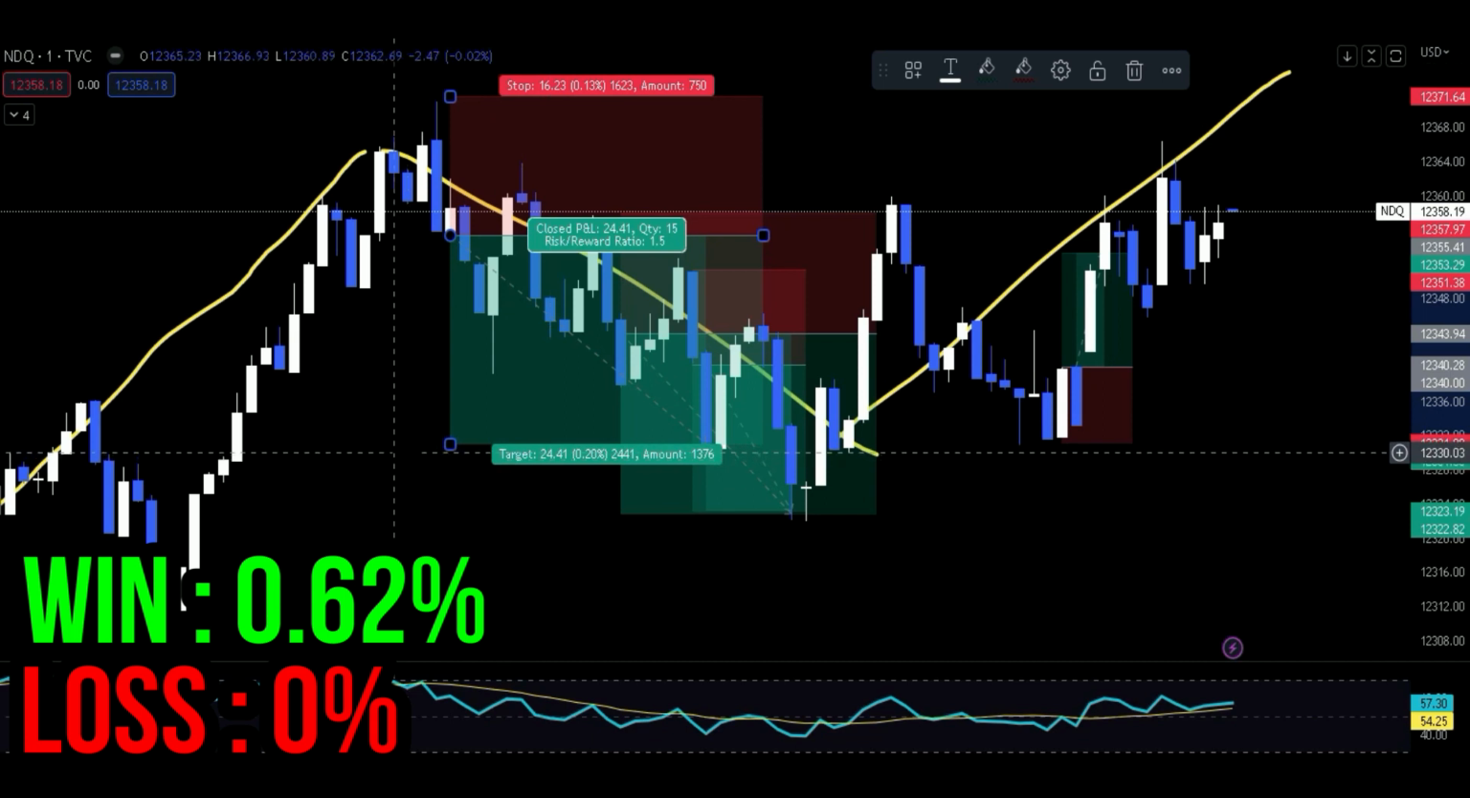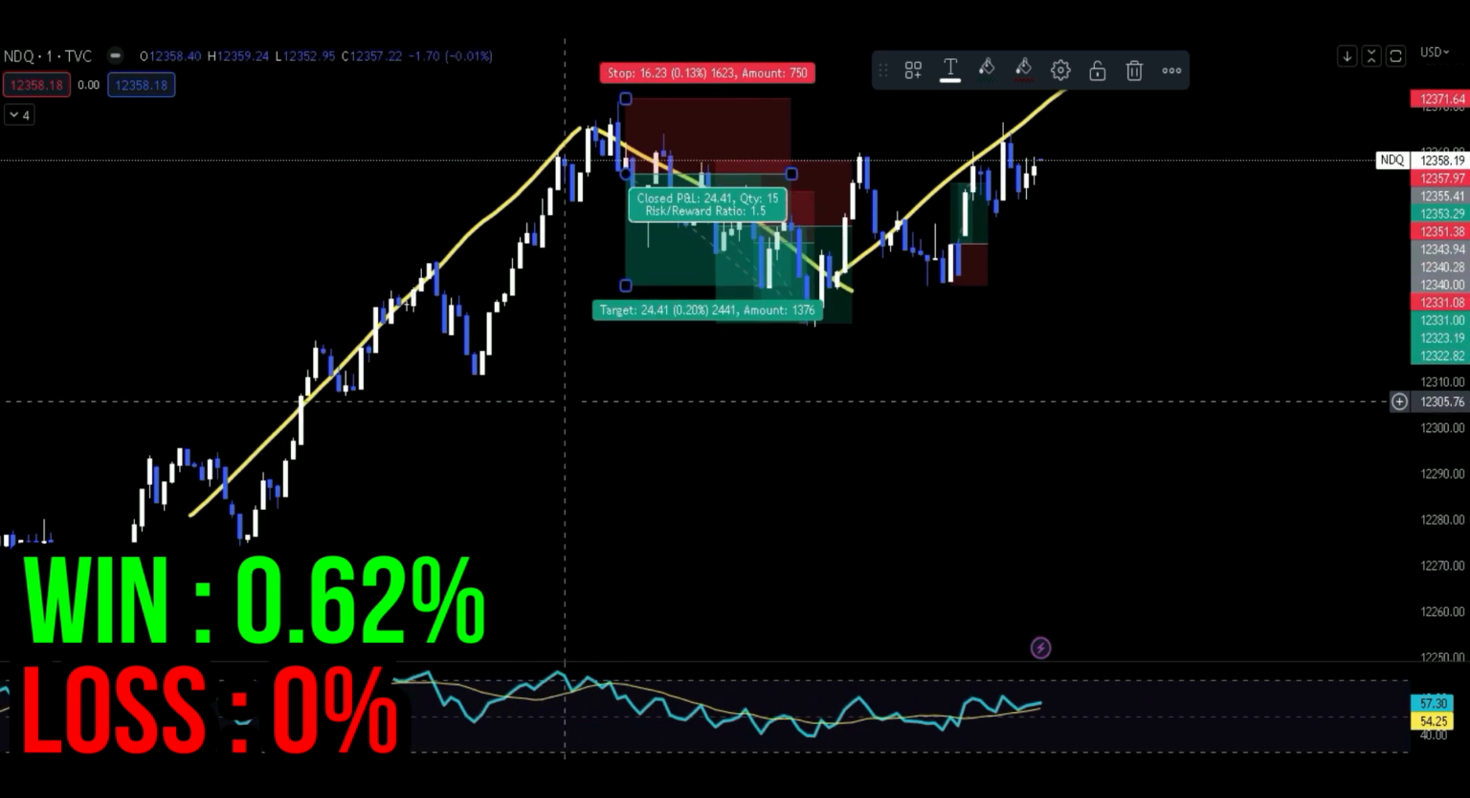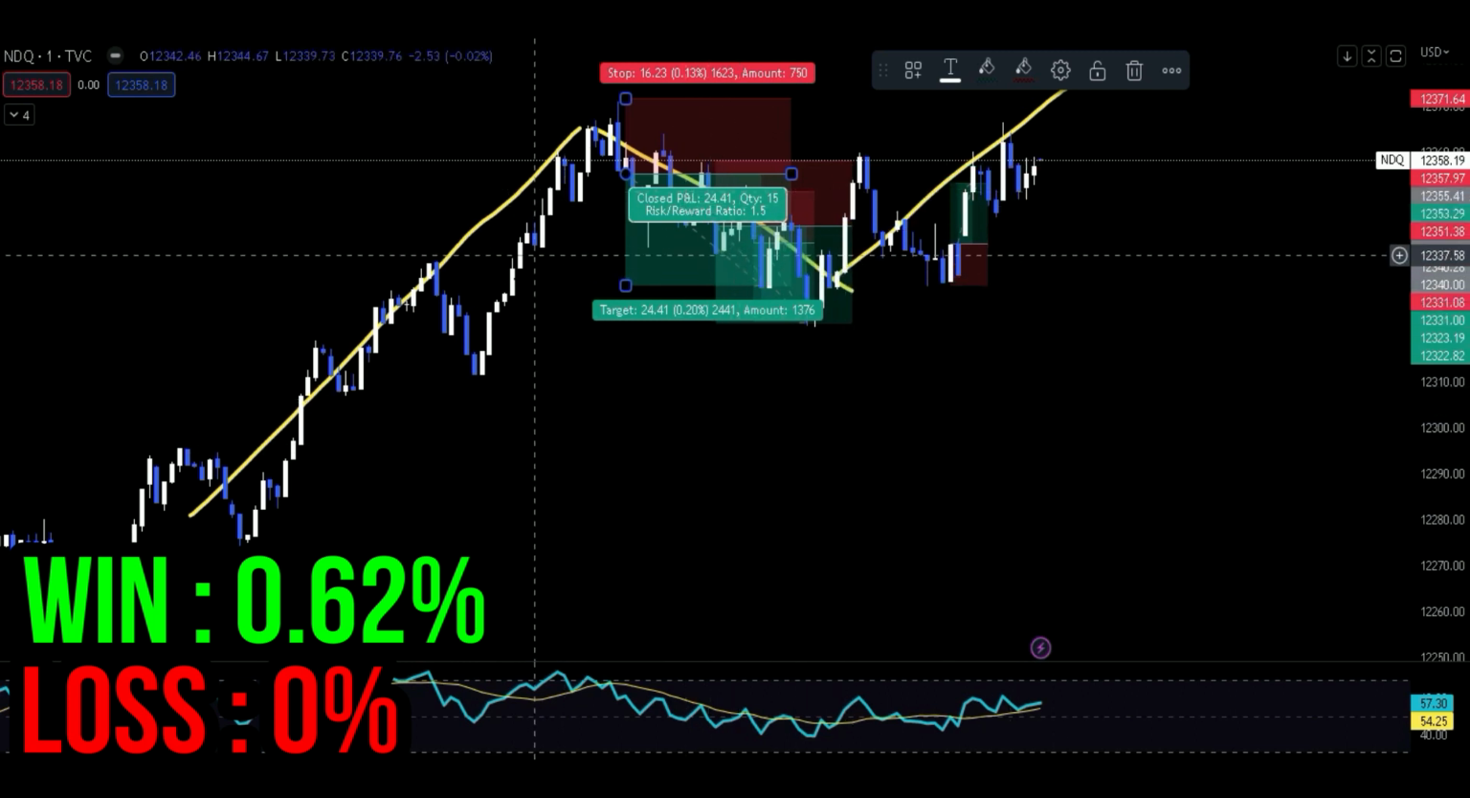So as you can see, I'm using a very random strategy. This is actually not a strategy at all. This is just purely risk management. This is all it is. So 1 2 3 4 in the green.